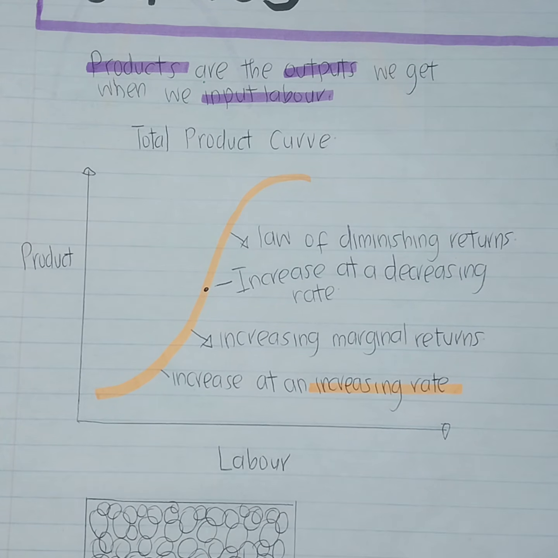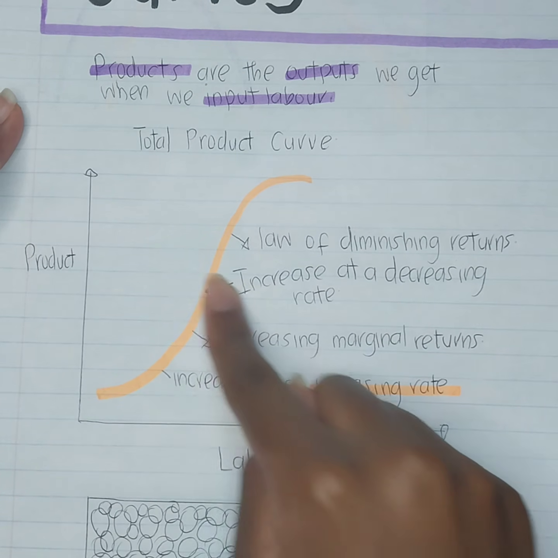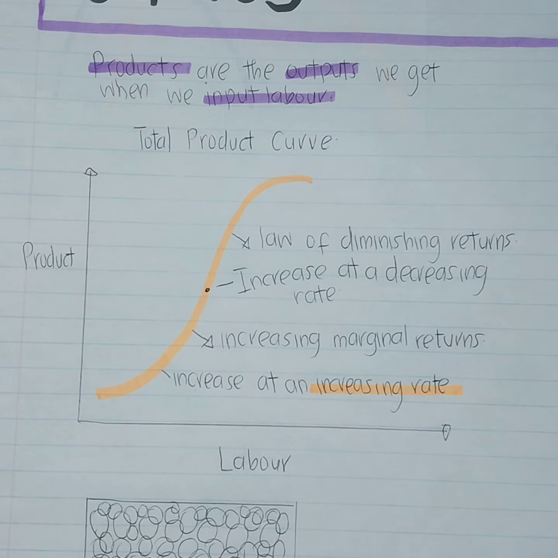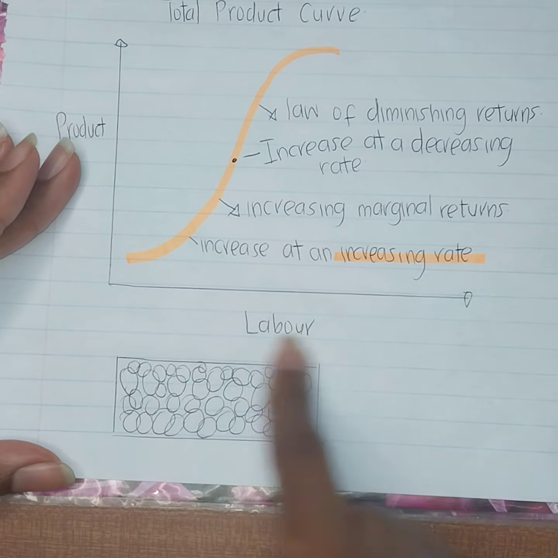So my total product curve is actually an S shape, right? It starts increasing at an increasing rate until such a point that it starts increasing at a decreasing rate, right? The reason why we say that it increases at an increasing rate is because you will add labor, right? And as you add labor, your production will increase, until such a point that you've added too much labor into fixed factors, that it will start increasing at a decreasing rate, and it is due to the law of diminishing returns. So to understand this better, I made this triangle right here.